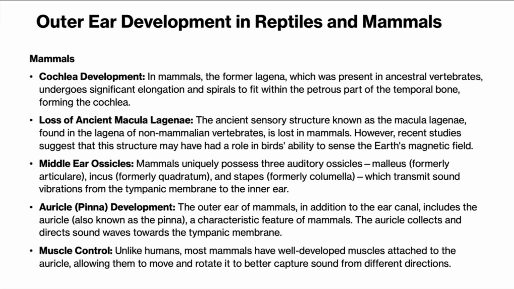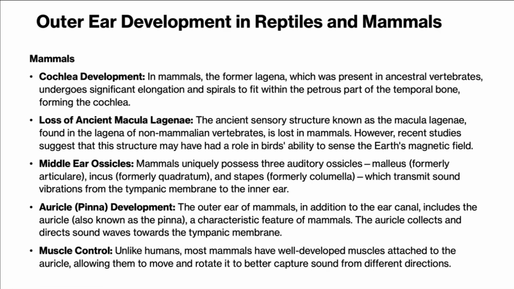So mammals have 3 auditory ossicles. They have the malleus, the incus, and the stapes, and all 3 of them help to transmit sound vibrations coming from the tympanic membrane into the inner ear. As we said, the auricle or the pinna is the outer ear of mammals. Some mammals have this. It's a characteristic feature usually of mammals. Not all animal groups have this pinna or outer ear, as we mentioned.